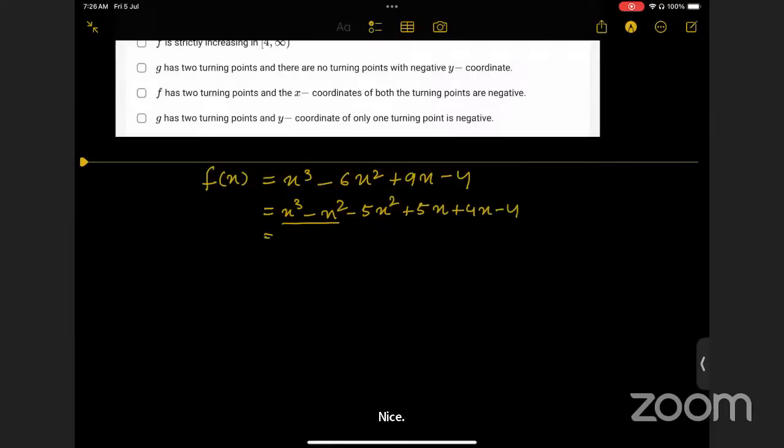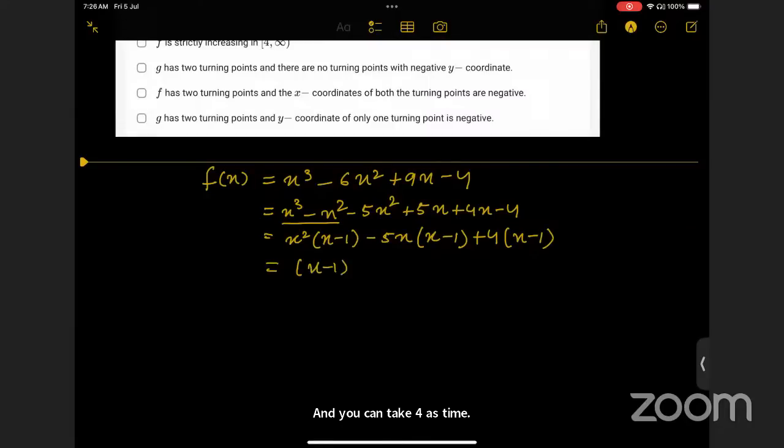Then from these two, we can take x squared as common. Then it will be x minus 1, then minus 5x, x minus 1. Then we can take 4 as common. Then it will be again x minus 1. So this is (x minus 1) into (x squared minus 5x plus 4). Again, we can break this. This will be (x minus 1) whole squared into (x minus 4). Right?